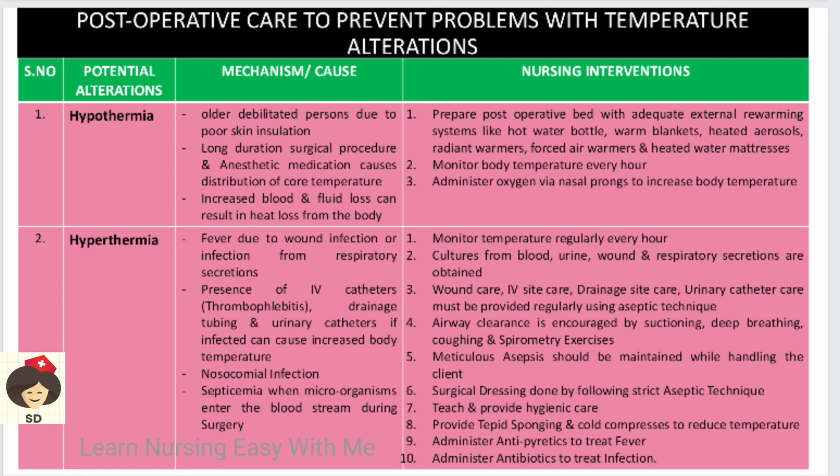If the airway secretions are not cleared, microorganisms can enter the lungs through the secretions. So you have to see that the airways are clear. If the patient is not able to cough out, then we have to suction and remove the secretions. Also provide IV site care, urinary catheter care, and drainage site care. Wherever a wound is there, all the care has to be provided to prevent infection. If fever is there, we have to start antipyretics like paracetamol, and antibiotics can also be administered to treat the infection. So these are the post-operative care.